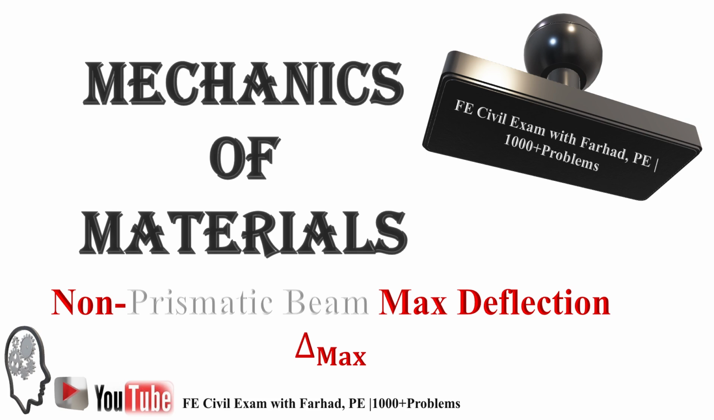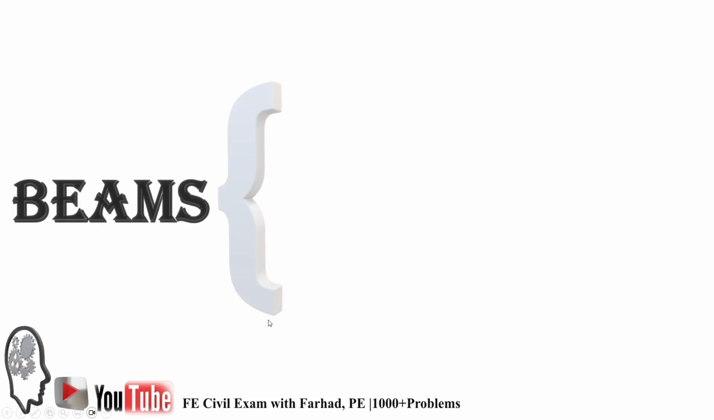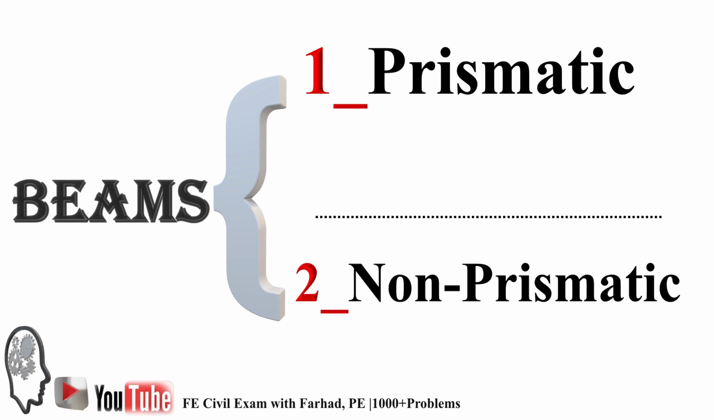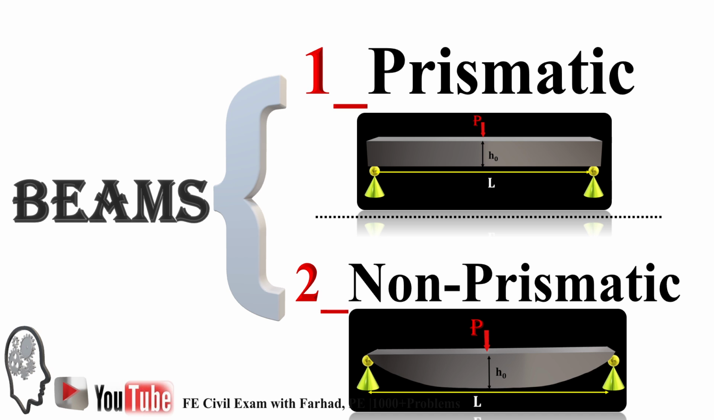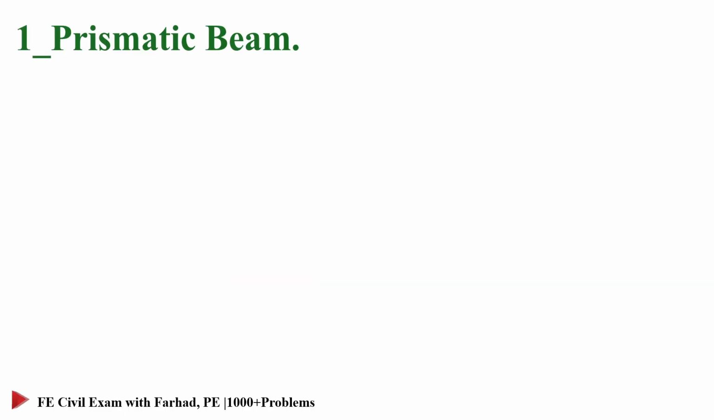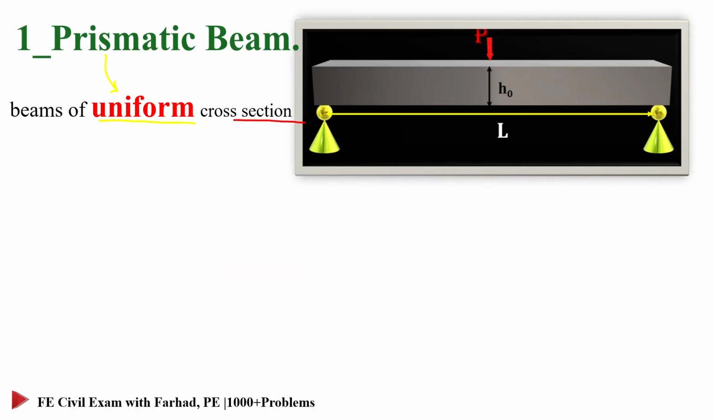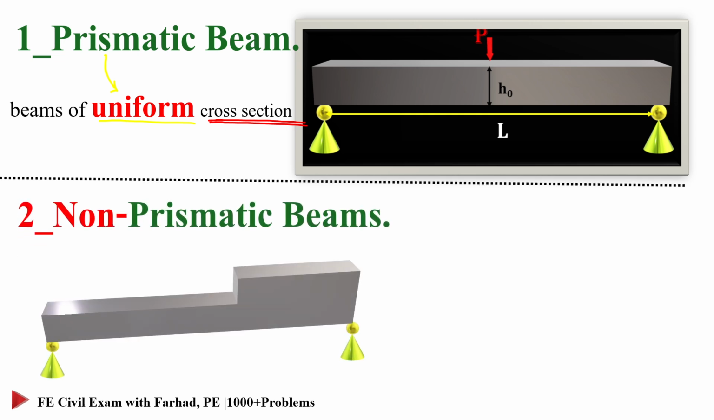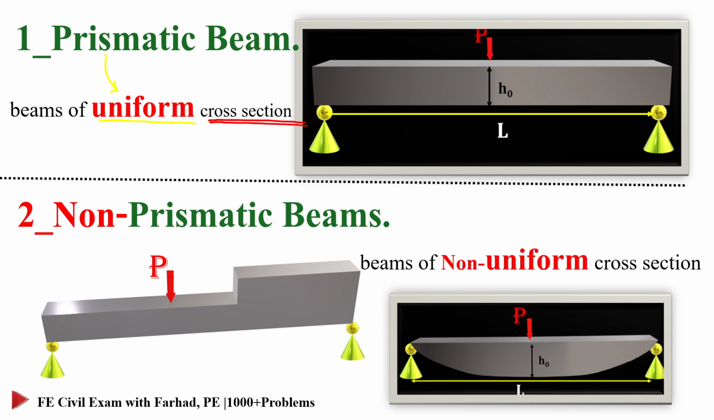In this example, we want to calculate the maximum deflection, delta max, for a non-prismatic beam. Beams generally categorize into two main categories: prismatic beam and non-prismatic beam. The first category, prismatic, are beams with uniform cross sections, and the non-prismatic are considered beams with non-uniform cross sections.